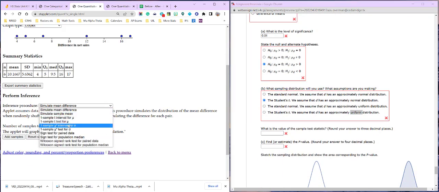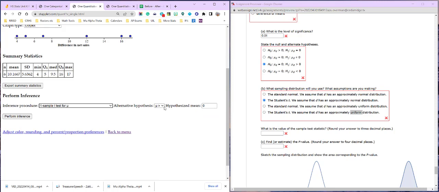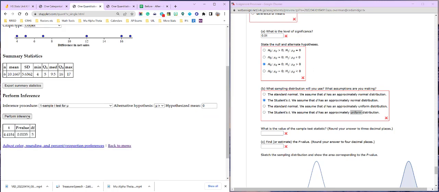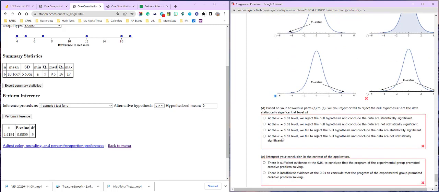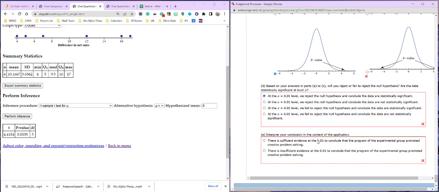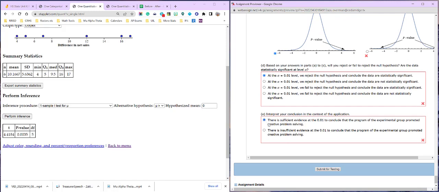And let's go ahead and do our test statistic. One sample t-test. We think the difference is greater than 0. And our test statistic is 4.4184. And our p-value is 0.0035, which is very tiny. We want a graph drawn to the right, so we'll take that one. And we're definitely rejecting. We have significant data because our p-value is 0.0035, which means there is sufficient evidence, and we submit for testing.